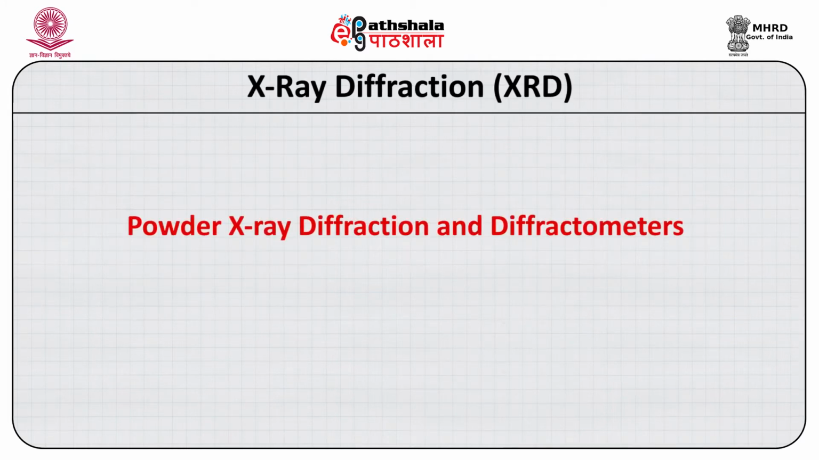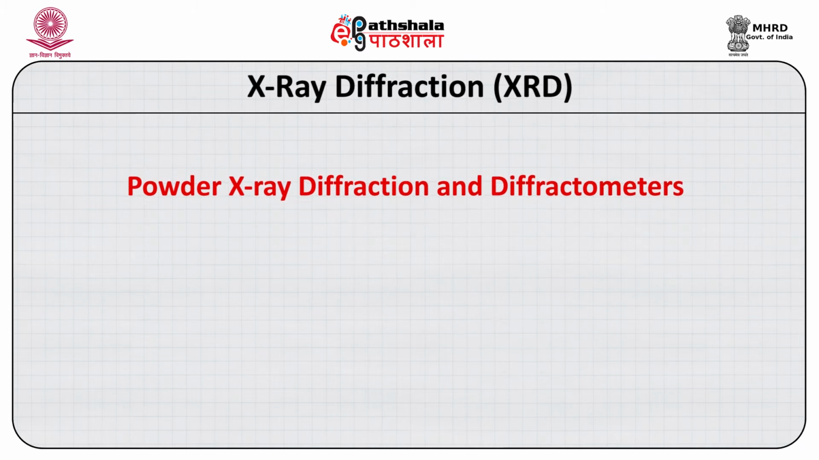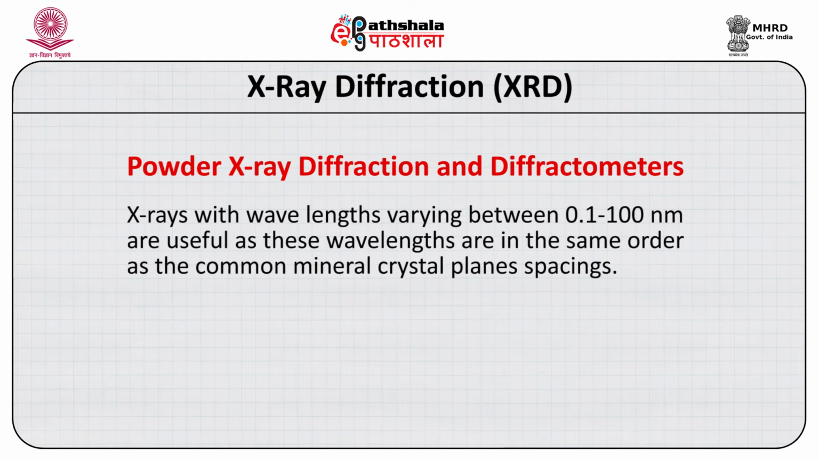Since crystals by definition behave as a regularly spaced diffraction grating, their structure can be examined by a probe of a suitable wavelength, and for that the X-ray wavelengths are similar to the distances in the crystal structure. The X-rays have wavelengths varying between 0.1 to 100 nanometer, and that is similar to the spacings which we see in mineral crystals.